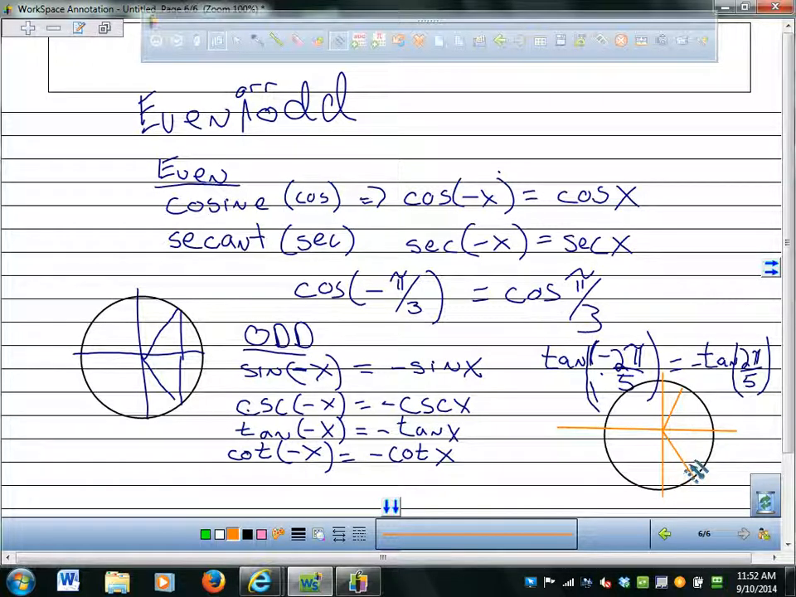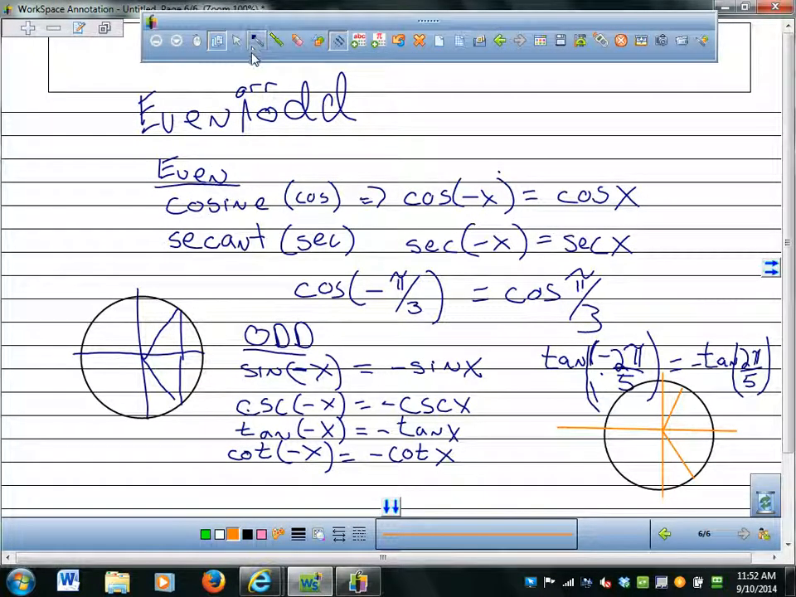So, is tangent negative or positive here? Positive. Negative or positive in the 4th quadrant? Negative. So in order to find the tangent of negative 2 pi over 5, I could take the positive tangent of 2 pi over 5, but then I would have to make it negative. That's why I stick that negative sign in front of it, okay? So these are even, these are odd, and we will see when we graph them that they take on the properties graphically of tangent.